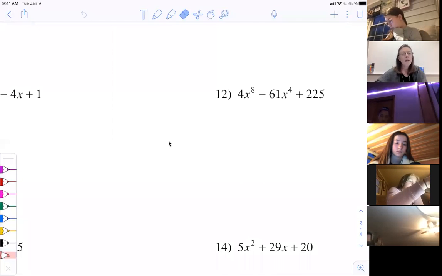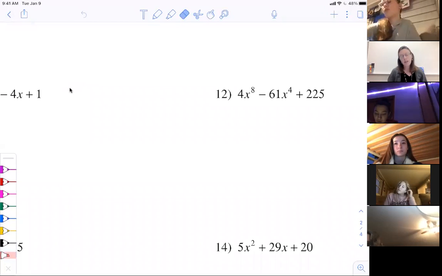So number 12 has a 4x to the 8th. So a pretty large power, which you notice a lot of the powers are pretty large. And then negative 61x to the 4th, and finally plus 225.